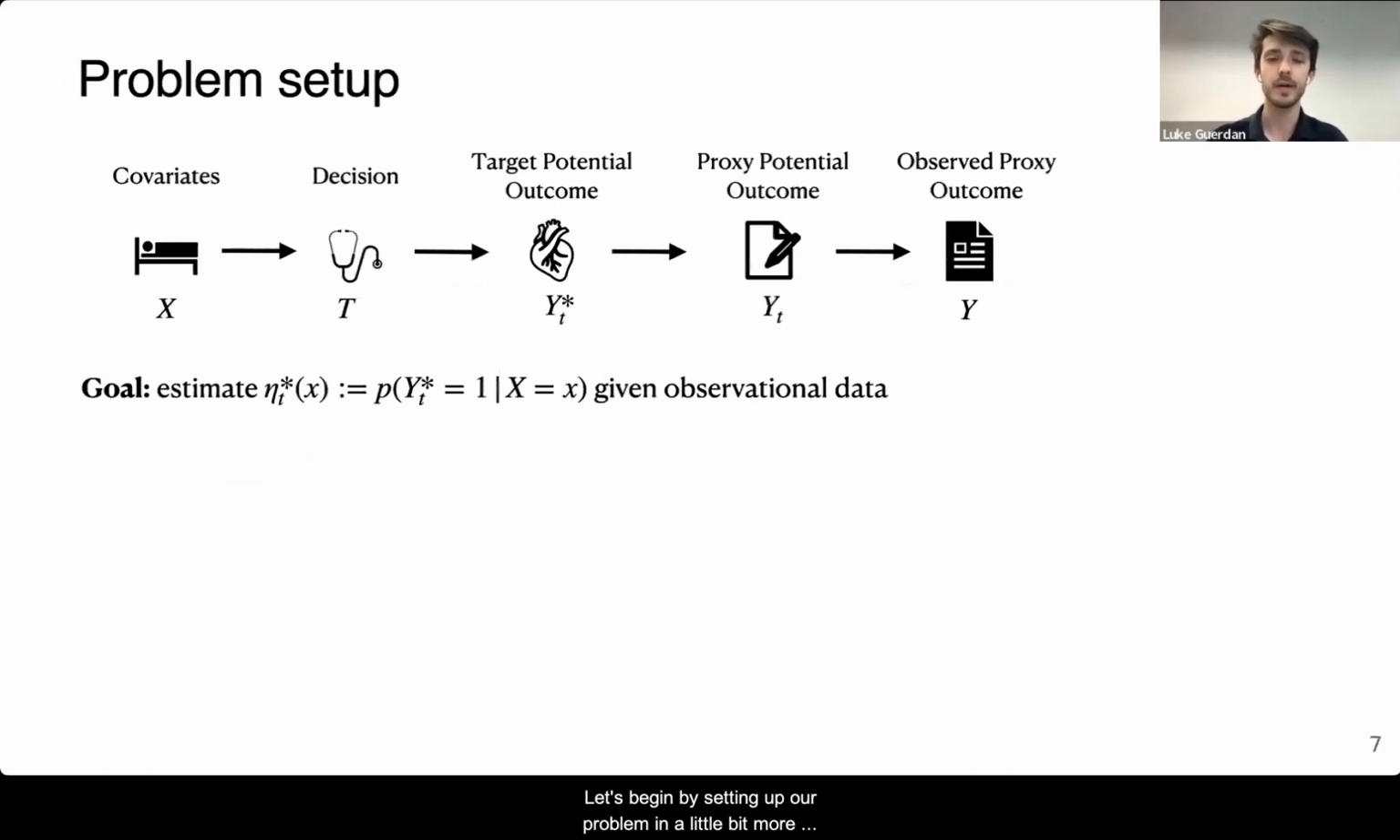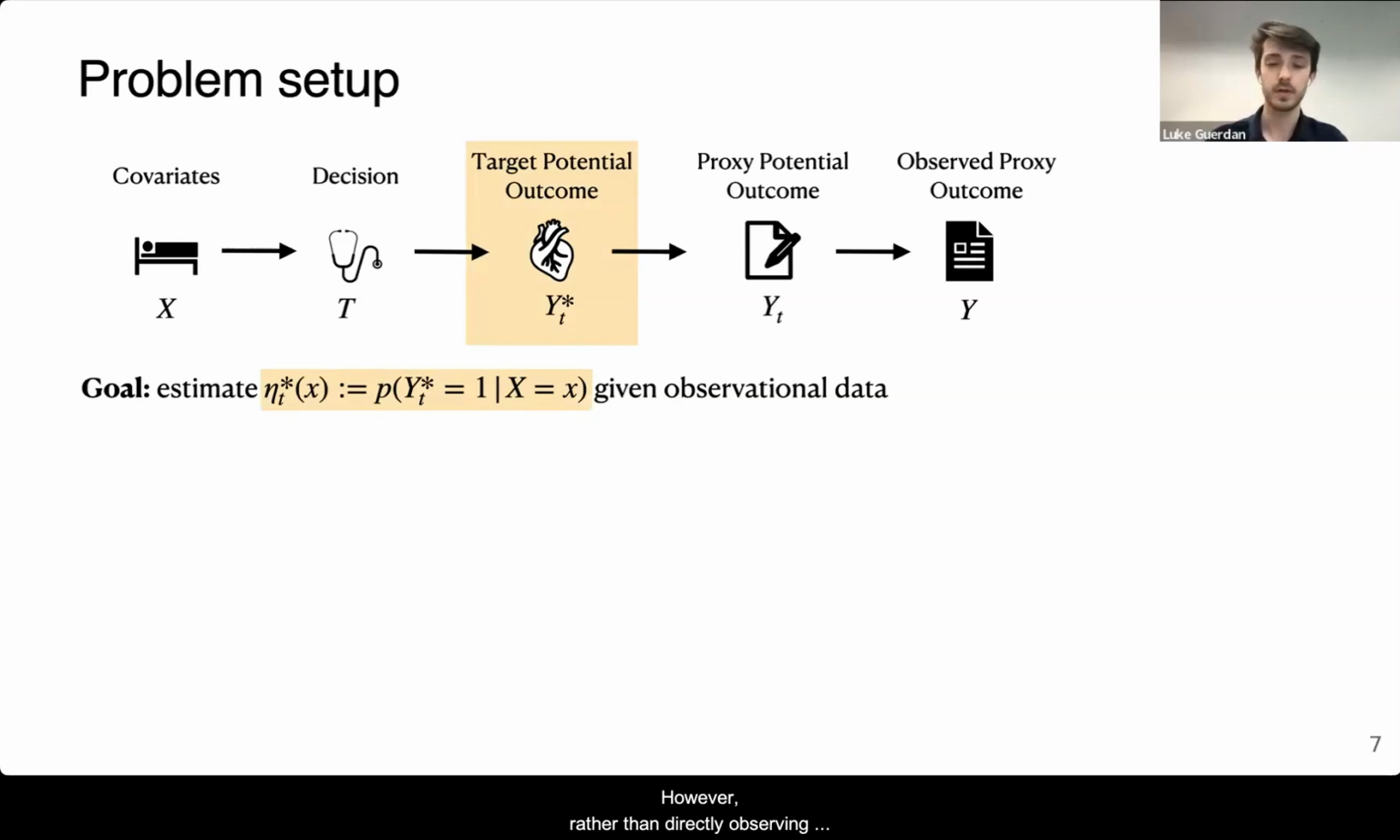Let's begin by setting up our problem in a little bit more detail. Our goal in this work is to estimate the probability of a binary target potential outcome, such as heart attack. And under the potential outcomes framework, Y sub t is the outcome that would occur under the hypothetical case that we assigned treatment T to a given individual.